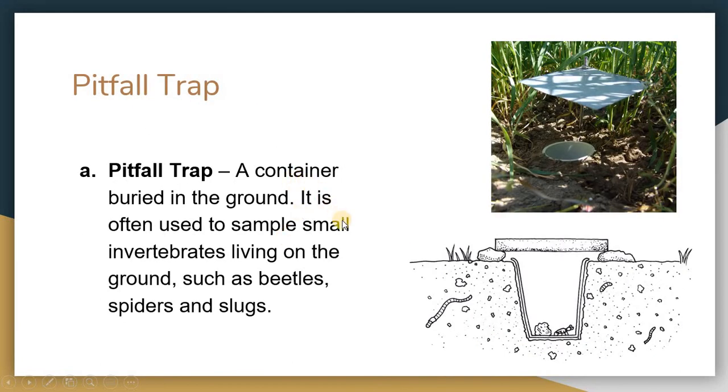First of all is the pitfall trap. What's a pitfall trap? A pitfall trap is a container buried in the ground. It's often used to sample small invertebrates living on the ground, such as beetles, spiders, and slugs. So this is an image of a pitfall trap. To break it down, you can see there is a gap here. Normally bugs will fall into here, and into this cup, and they will collect the samples.